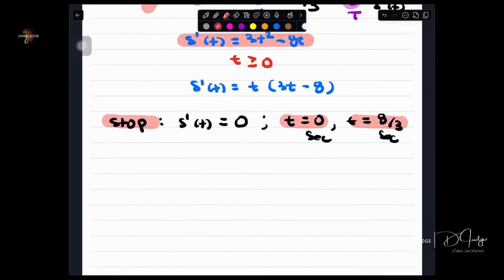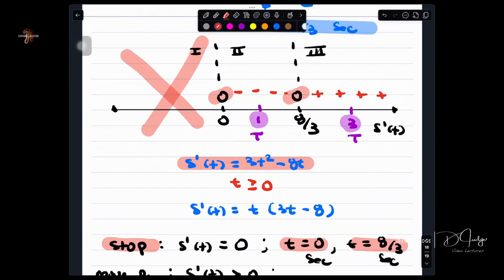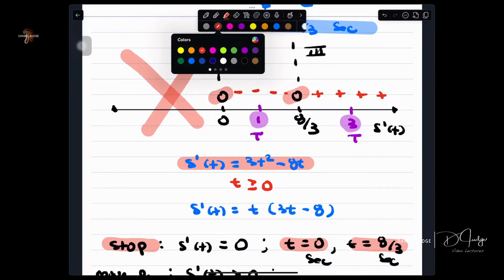Now, your particle moves to the right when the velocity is strictly positive. That's why you write greater than 0. The velocity is positive here in region 3.